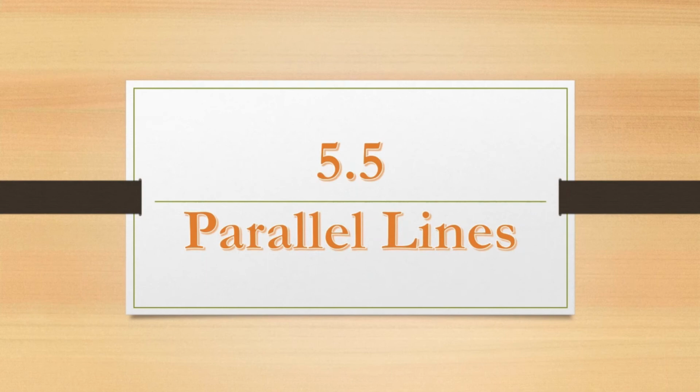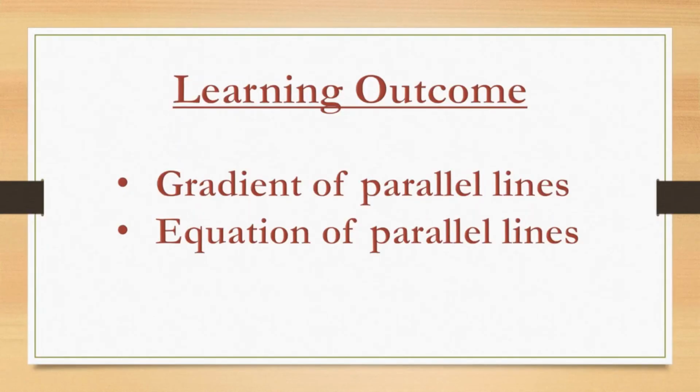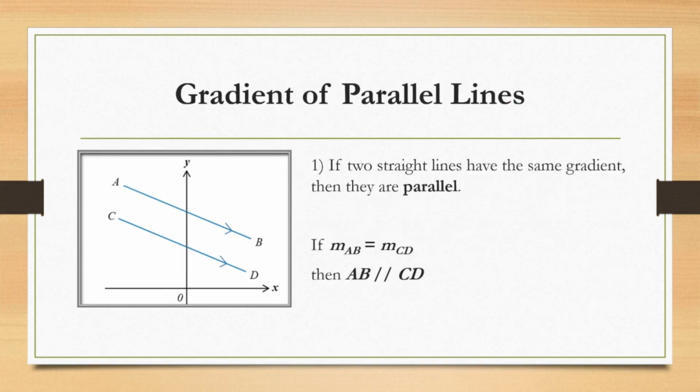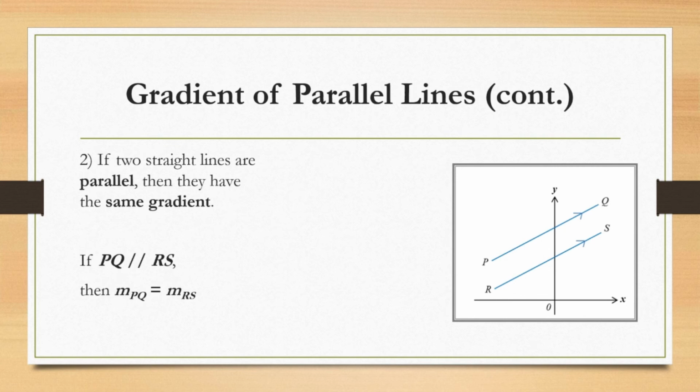Now we move on to parallel lines. In this lesson, we will learn how to find the gradient and equation of parallel lines. First, we look at the gradient of parallel lines. If two straight lines have the same gradient, then they are parallel. It means that if the gradient of line AB equals the gradient of line CD, then line AB is parallel to line CD. The second statement implies that if two straight lines are parallel, then they have the same gradient. It means that if line PQ is parallel to line RS, then the gradient of line PQ is equal to the gradient of line RS.